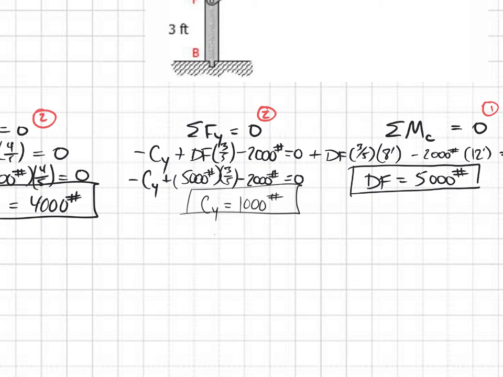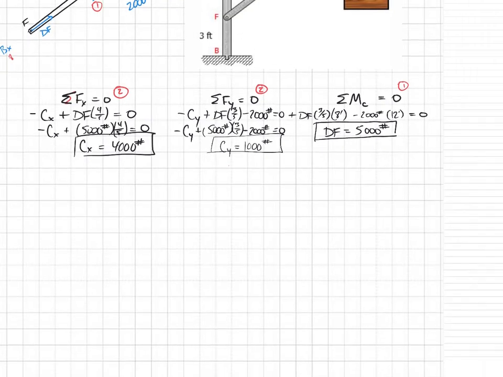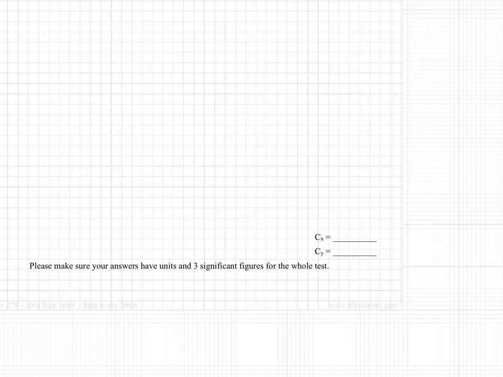Okay, I know I did that algebra fairly quickly. Then down here in our answers, we only wanted Cx and Cy, and all I was looking for here was the magnitudes. So Cx is, if we want 3 sig figs, 4.00 kips. Cy is 1.00 kips.